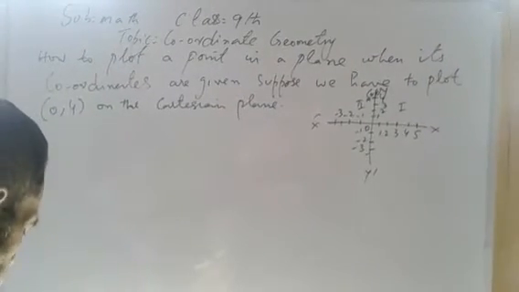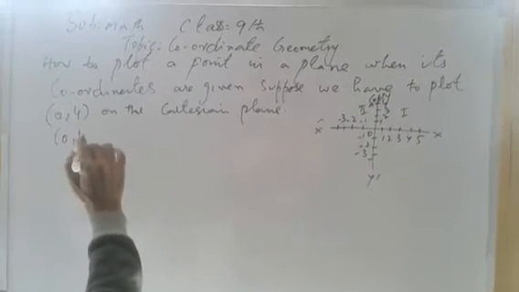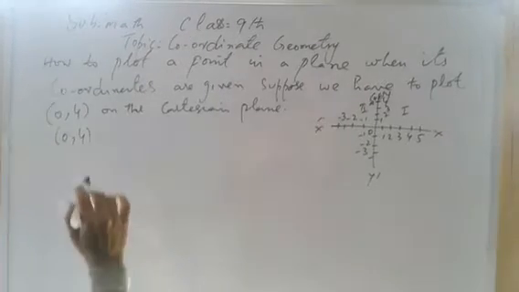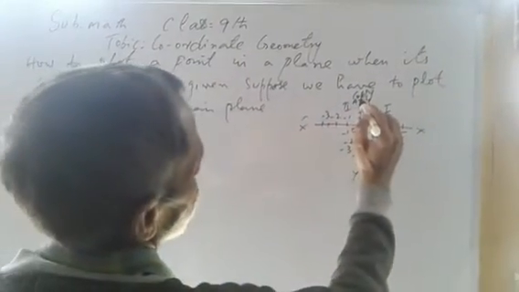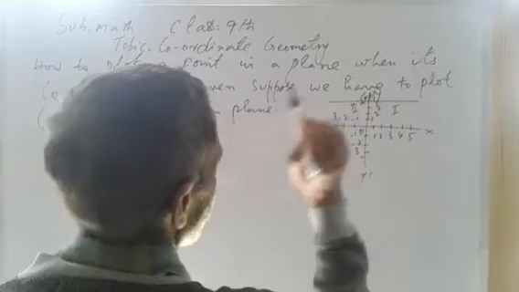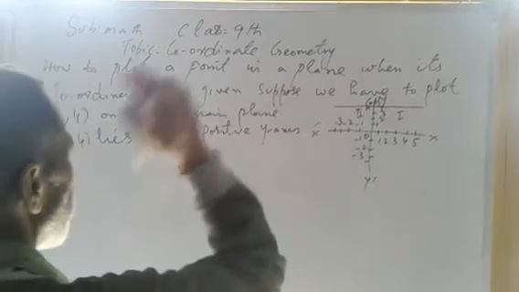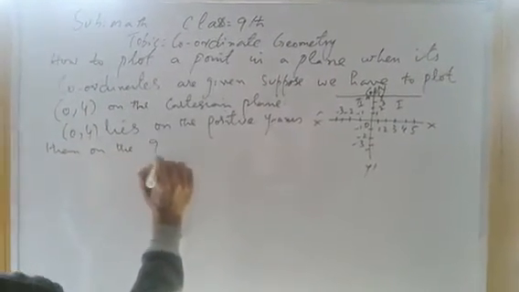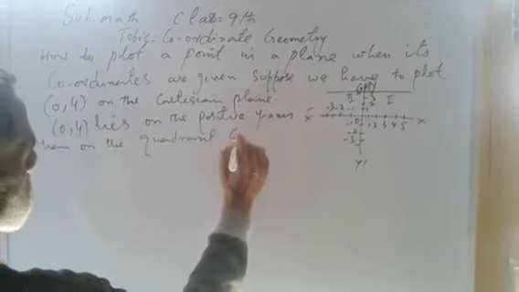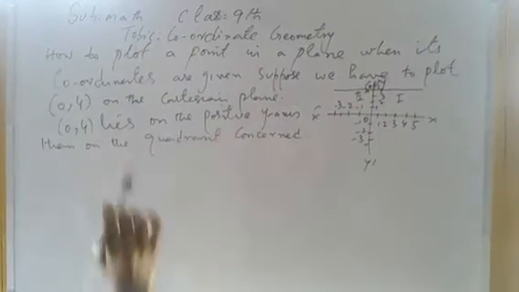Therefore, the convenient way is to say that this (0, 4) lies on the positive y-axis, rather than in a quadrant. This is more suitable: (0, 4) lies on the positive y-axis.